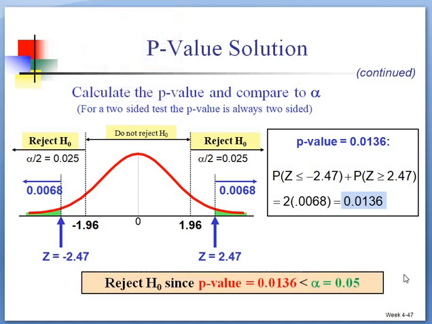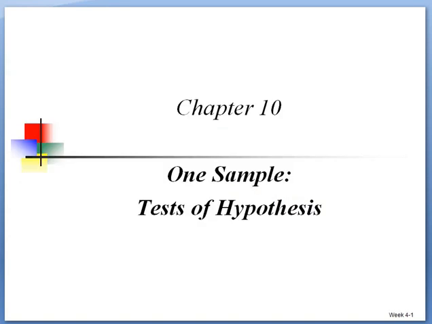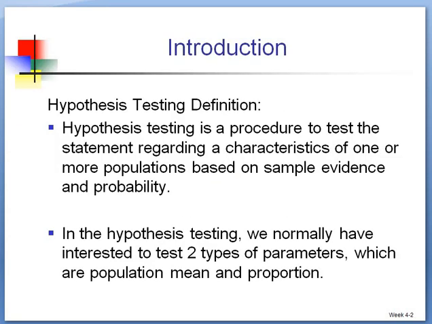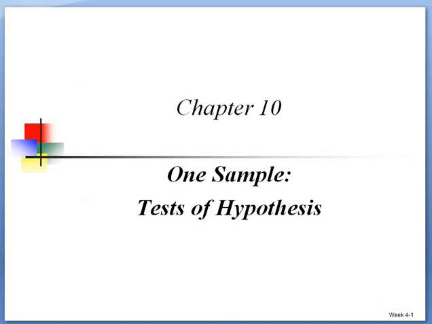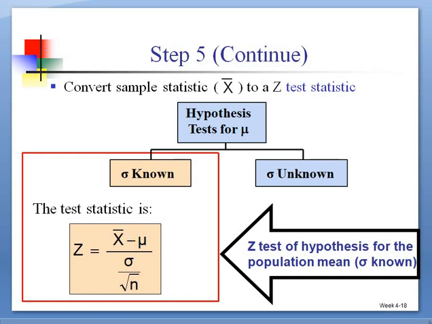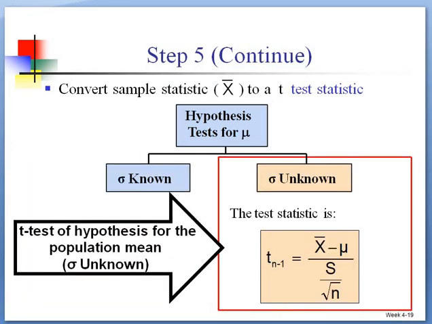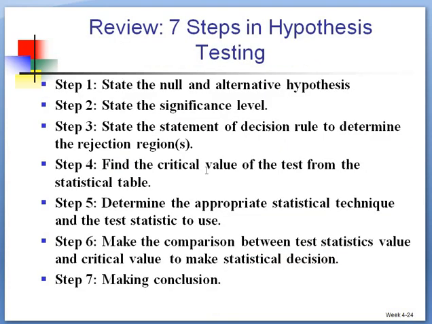Okay, that's all for chapter 10. I repeat, for chapter 10, one-sample tests, we cover two things, the t-test and the z-test. For the t-test and z-test, we have 7 steps to calculate it. This is the z-test formula, the t-test formula, and we have these 7 steps.